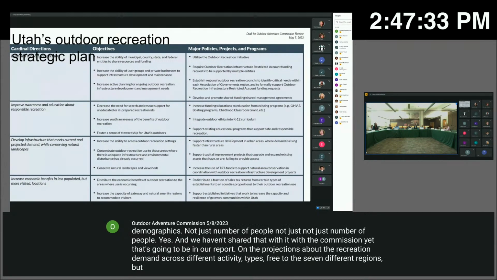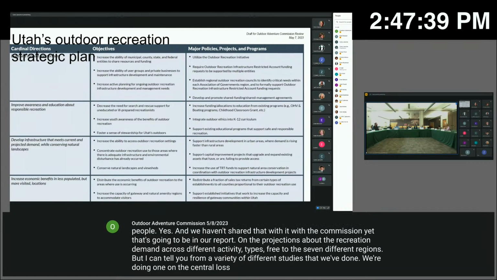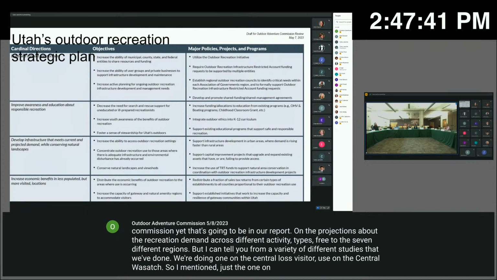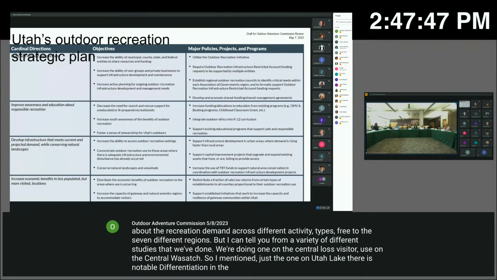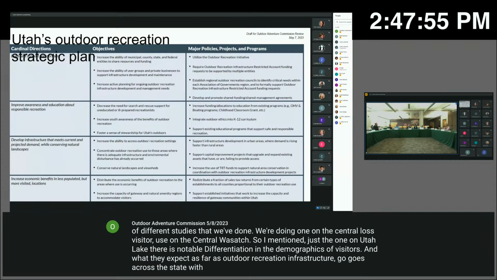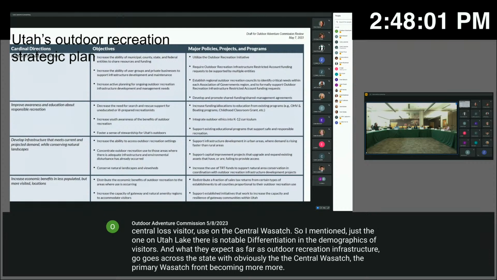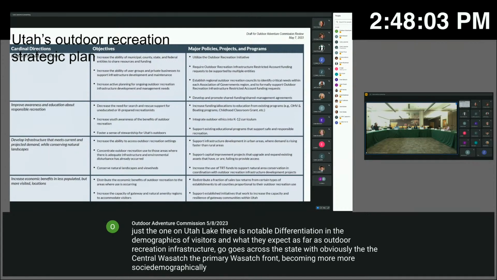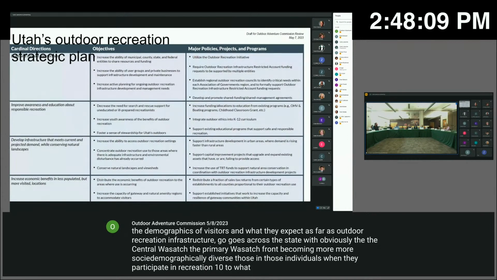But I can tell you from a variety of different studies that we've done. We're doing one on the Central Wasatch, visitor use on the Central Wasatch. As I mentioned, just the one on Utah Lake. There is a notable differentiation in the demographics of visitors and what they expect as far as outdoor recreation infrastructure goes across the state, with obviously the Central Wasatch, the primary Wasatch Front becoming more and more sociodemographically diverse. And those individuals, when they participate in recreation, tend to want larger resources, larger pavilions, campgrounds.